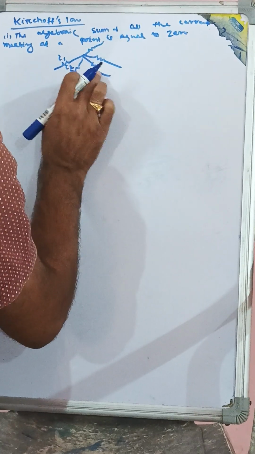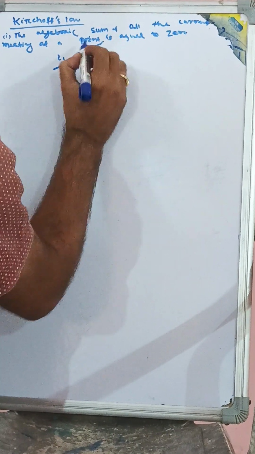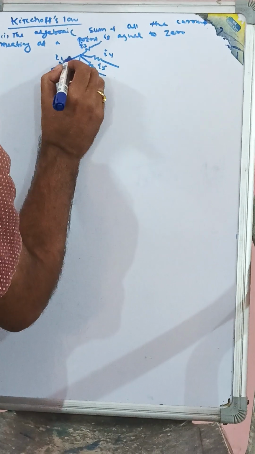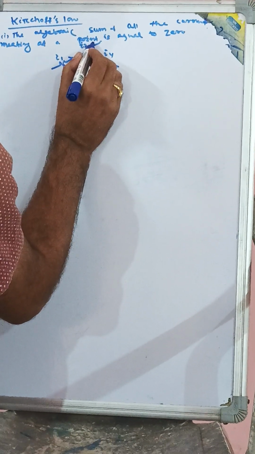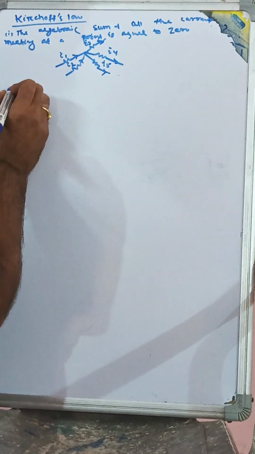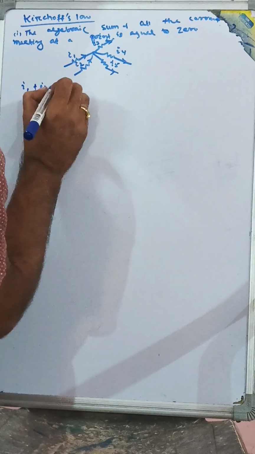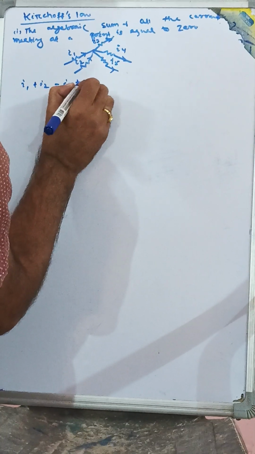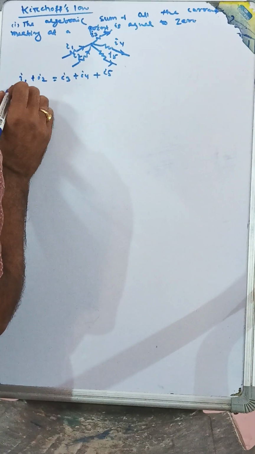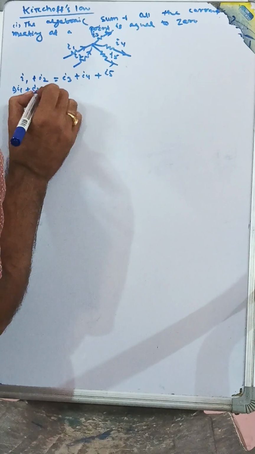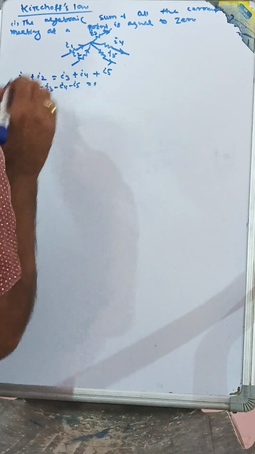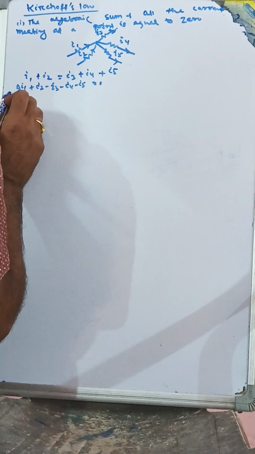I1, I2, I3, I4, I5. Then I1 plus I2 is equal to I3 plus I4 plus I5. So I1 plus I2 minus I3 minus I4 minus I5 is equal to 0. The algebraic sum of all the current meeting at a point is equal to 0.